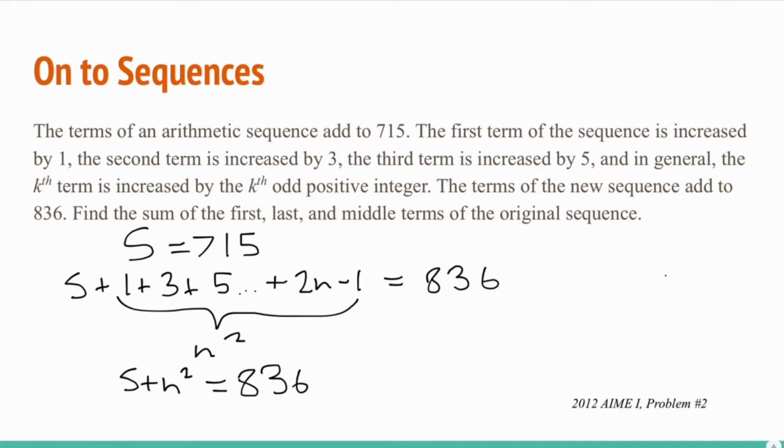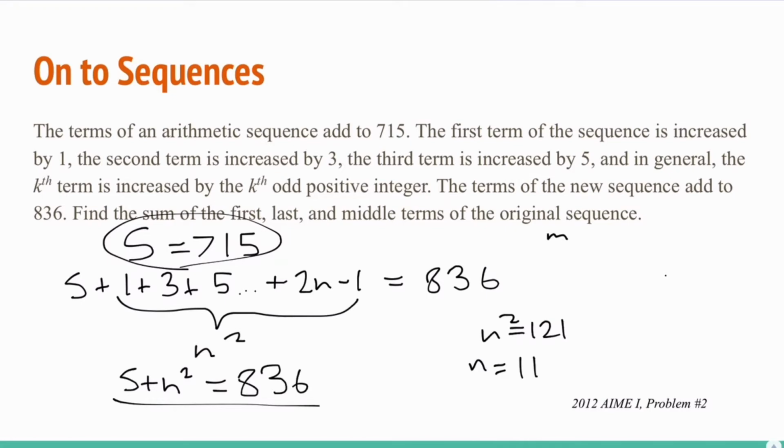Now let's subtract this value from this equation. We get n squared equals 121, or n equals 11. So now we know that there are 11 terms in the sequence. So let's define m as the middle term. Then the next terms are m plus d, m plus 2d, continued all the way to m plus 5d, where d is the common difference.